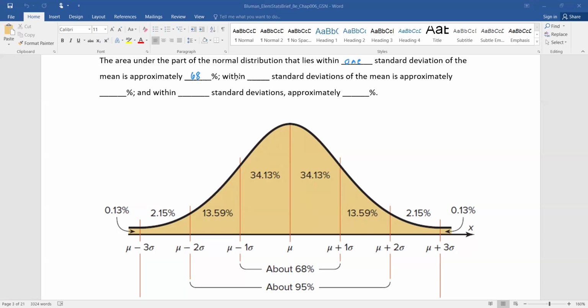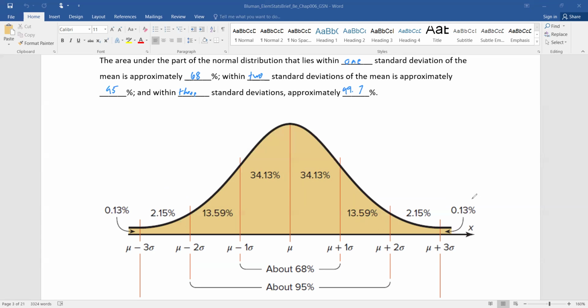Within 2 standard deviations of the mean, it's approximately 95% of my data. So again, plus or minus 2, I can see that this right here will contain 95% of my data. And then within 3 standard deviations, approximately 99.7%. So that's this part right here. 99.7% of my data will fall under this curve.